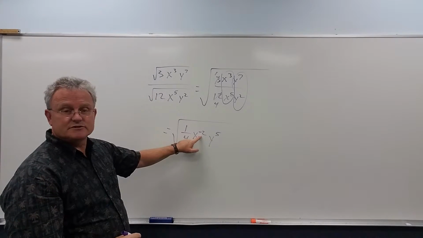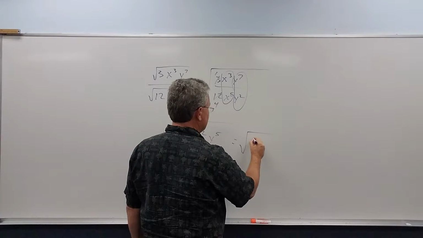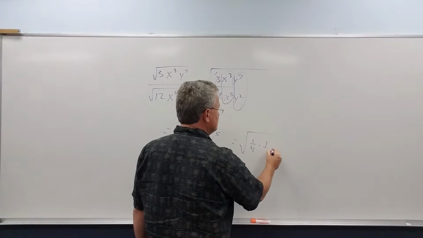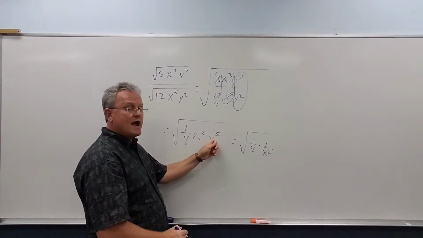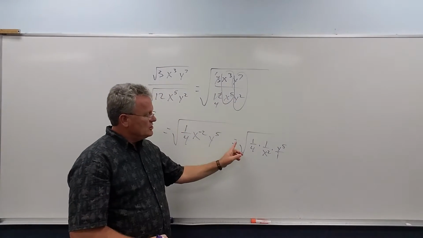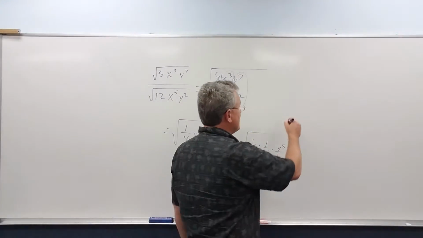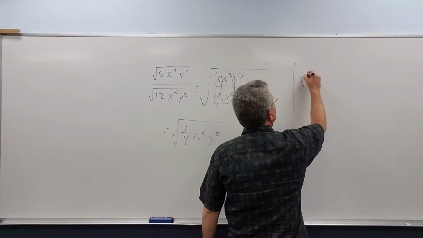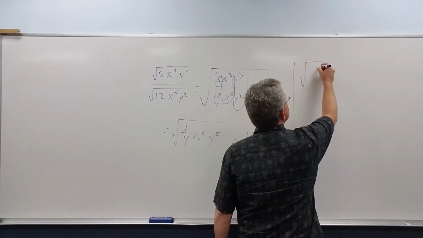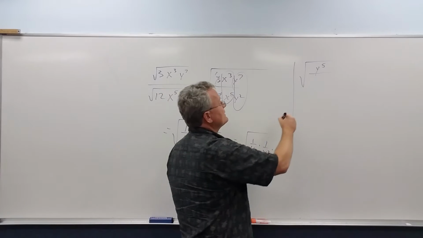Well, let's rewrite this negative exponent as 1 over. So this is the square root of 1 over 4 times 1 over x to the positive 2 times y to the 5. I'm going to think of that as y to the 5 over 1. So before I simplify this, let's just multiply this out and write it as the square root of 1 fraction. So when we multiply the top, we get y to the 5. And when we multiply the bottom, we get 4x squared.